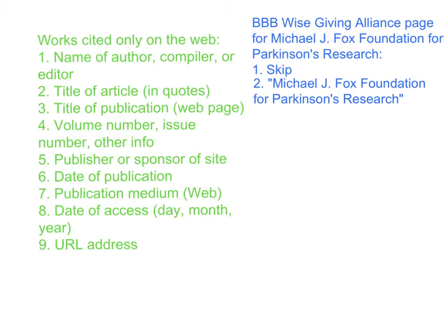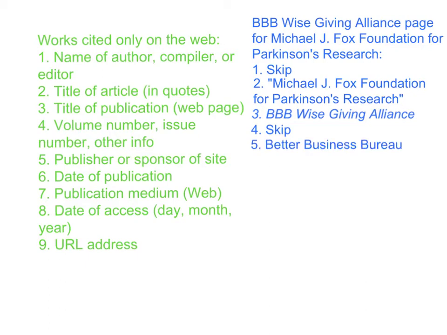So the next thing I need to find is the title of the publication, the name of the web page or the name of the website. That's easy enough. The name of the website is the Better Business Bureau Wise Giving Alliance, and I put that in italics because that's what you're supposed to do with that, or underline it. So the next thing I need to look at is volume number, issue number, other distinguishing information. I don't have anything for that, so I'm going to skip that.